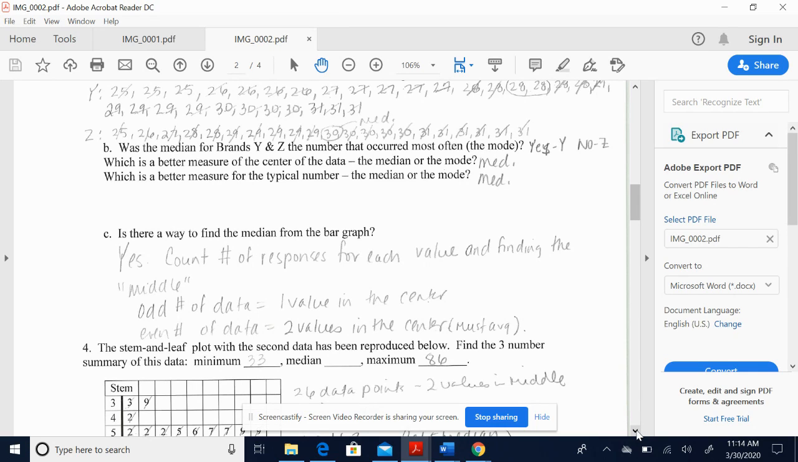Okay, so is there a way to find the median just seeing the bar graph? Yes, it goes back to this idea of the median is in the middle. If we know the number of responses for each value, it's going to be easy to find the middle.